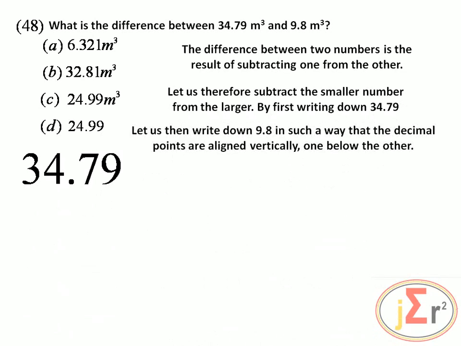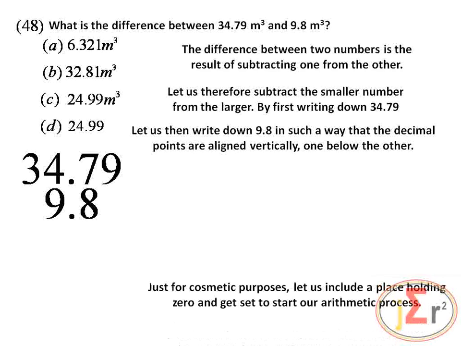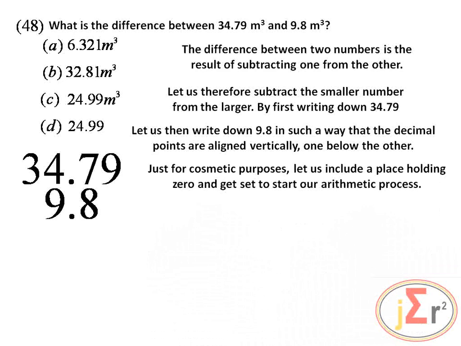Let us then write down 9.8 in such a way that the decimal point, just hold on a bit, Jerry. Let me just write this number down and then I'll be able to answer your question. So let us write down 9.8 in such a way that the decimal points are aligned vertically, one below the other. That's it. Just for cosmetic purposes, let us include a place holding 0 and get set to start our arithmetic process. Yes, Jerry?